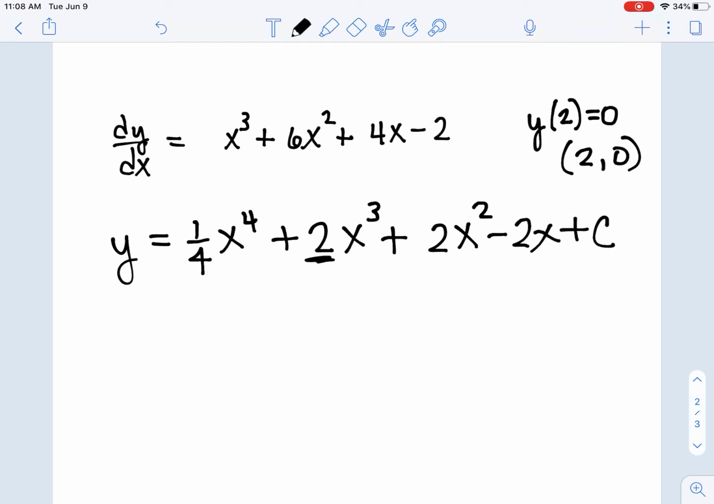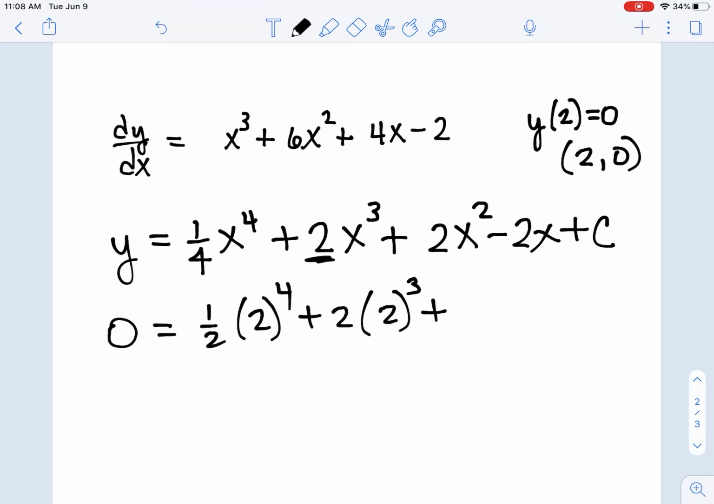So again, my goal is to find c. So plug in 0 for y, and then plug in 2 for x. I just picked those points. You can pick whatever point you want. It doesn't make any difference. Hopefully these are small enough numbers that you can do it. But you've got a calculator, so who cares?